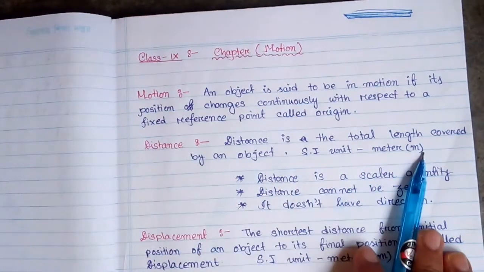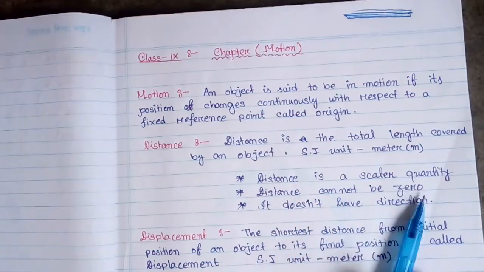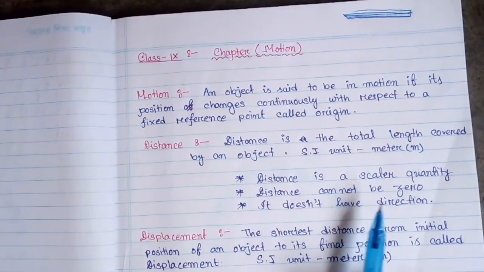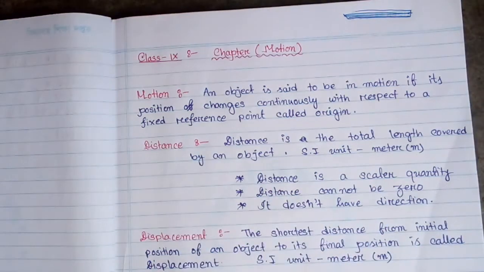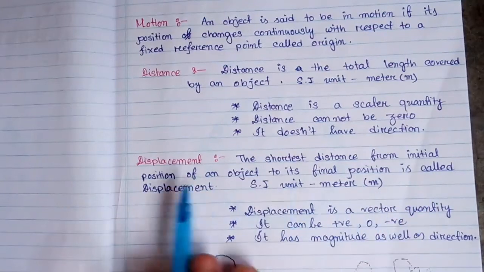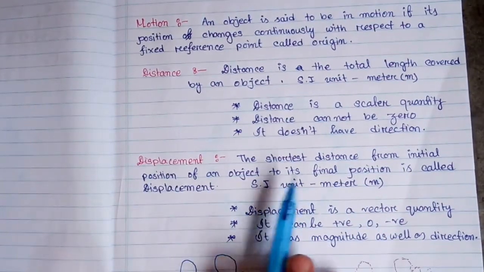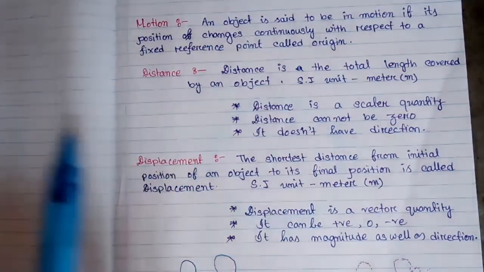The unit of distance is meter. Distance is a scalar quantity. Distance cannot be negative. It doesn't have any direction. Distance has only magnitude. Now what is displacement? The shortest distance from the initial position of an object to its final position is called displacement.